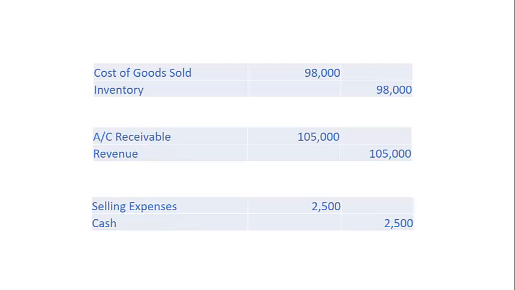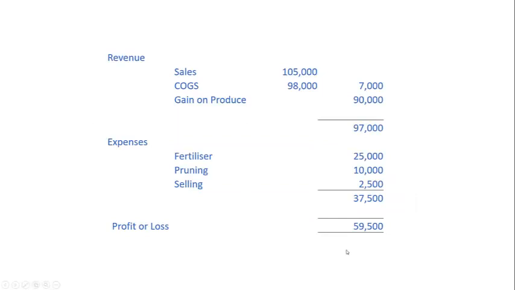What this gives us at the end of the day is an income statement, and this income statement is a little bit unusual because what you can see here is that if you look at the revenue section, you can see that there's a relatively small margin or profit on the sale of the apples. The apples revenue is $105,000. We're recognizing a cost of goods sold of $98,000. So there's $7,000, which is the relatively small gain on the sale of the apples.